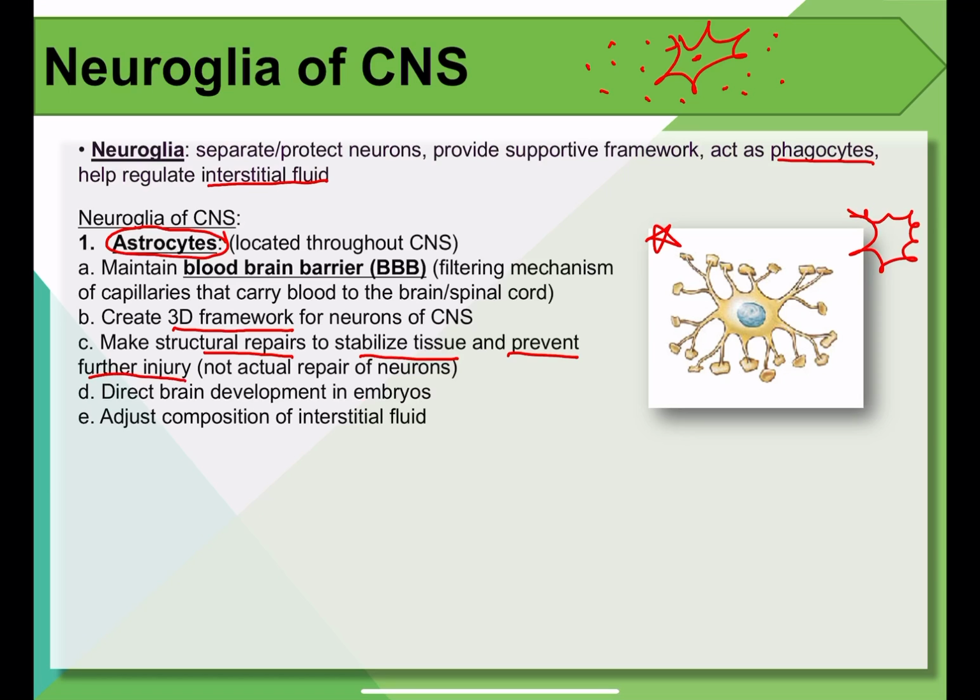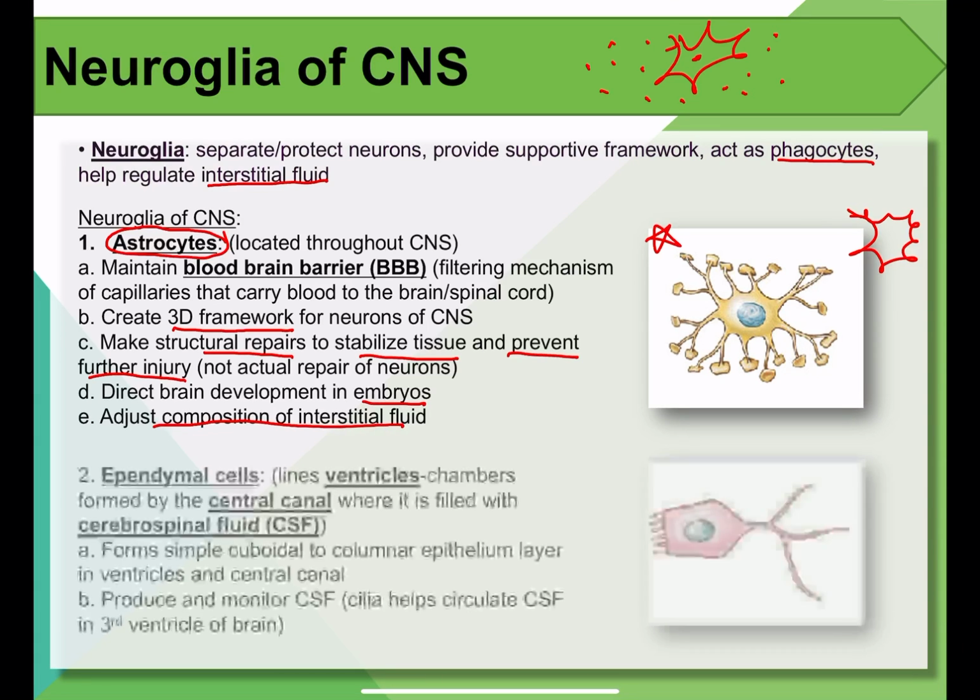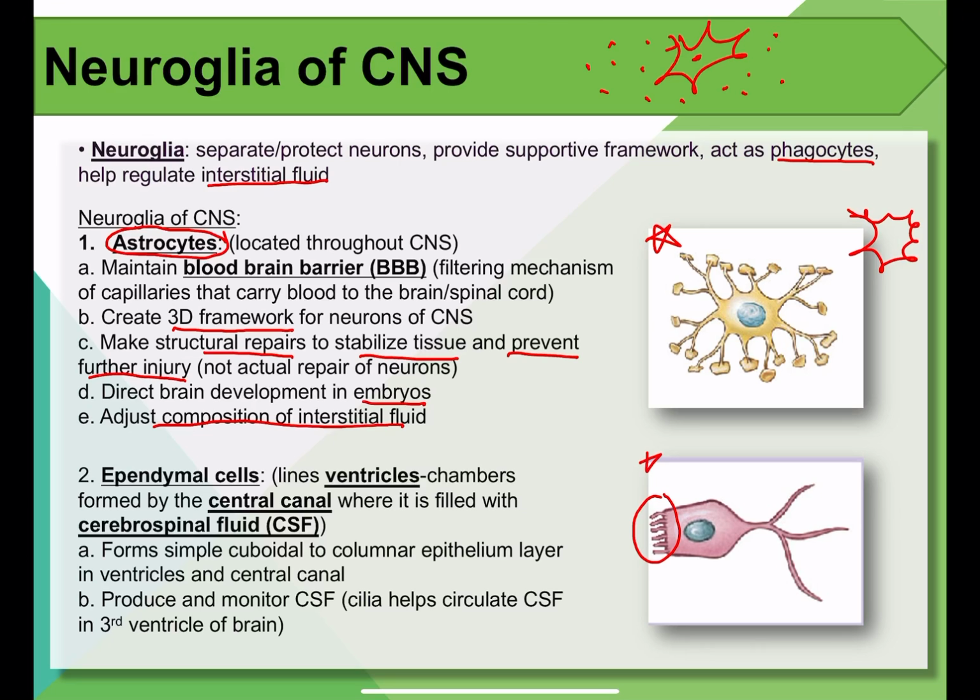Astrocytes are also involved with direct brain development in embryos, and they can also adjust the composition of interstitial fluid, such as cerebrospinal fluid. Okay, and the second group of neuroglia in the central nervous system are the ependymal cells. A great clue as to what their main functions are is these little lines on these cells. If you look at how ependymal cells look, you see these little lines. Guess what they are? They are cilia.